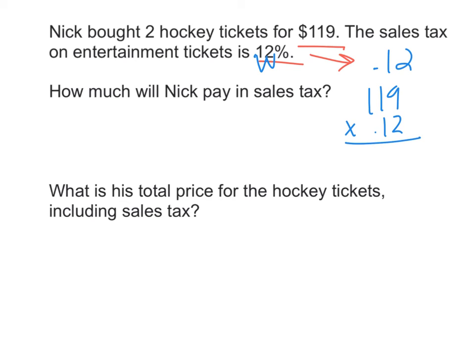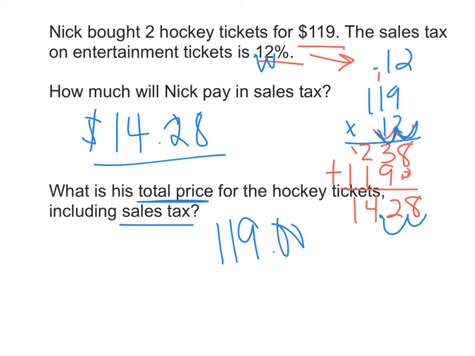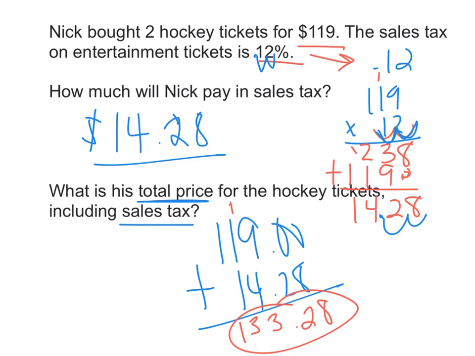Notice that once again I'm just lining up first number, second number, not the decimal points. Then I'm going to go ahead and multiply. After I multiplied $119 times 0.12, I got an answer of 1428. I moved the decimal point in 2 spaces and got $14.28. So that's the sales tax. Now it says what is his total price for hockey tickets including sales tax. So I'm going to take that $119 and add $14.28 to that, and I get $133.28. So that will be our total cost including tax.